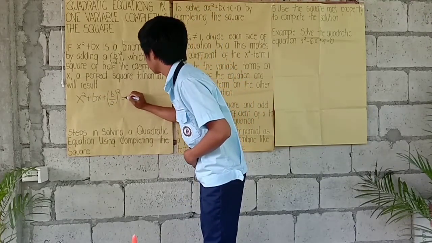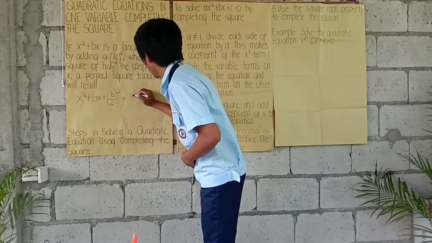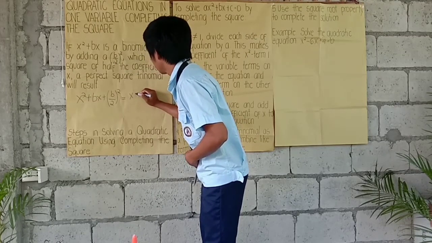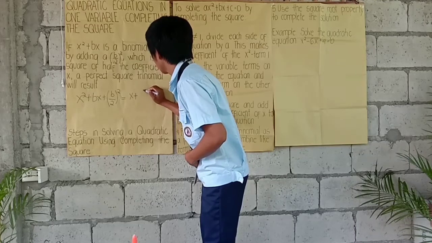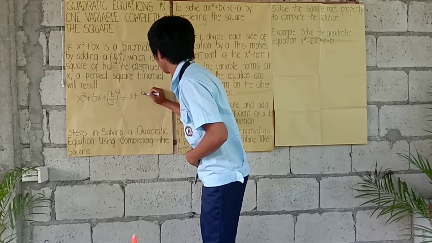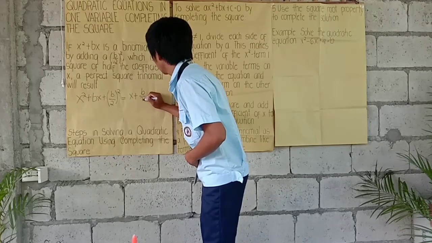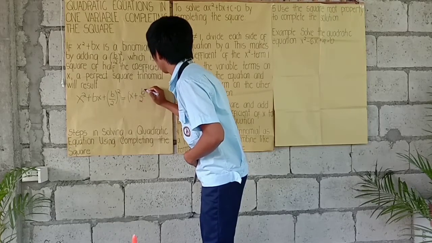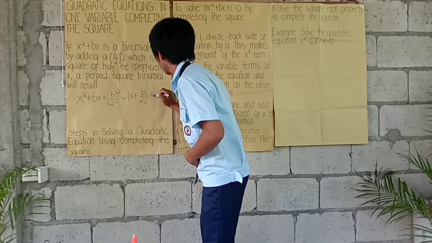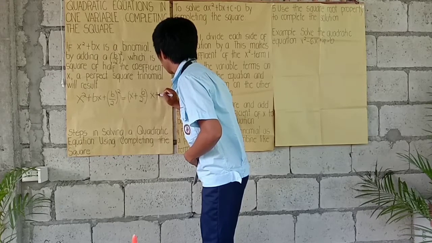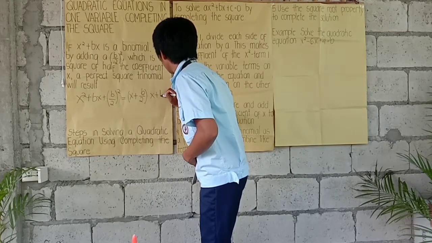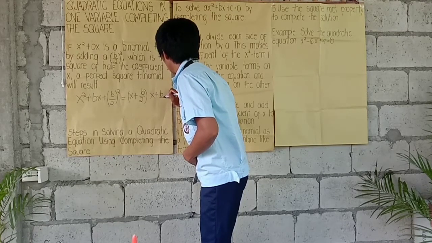Magiging x plus b over 2, times x plus b over 2.